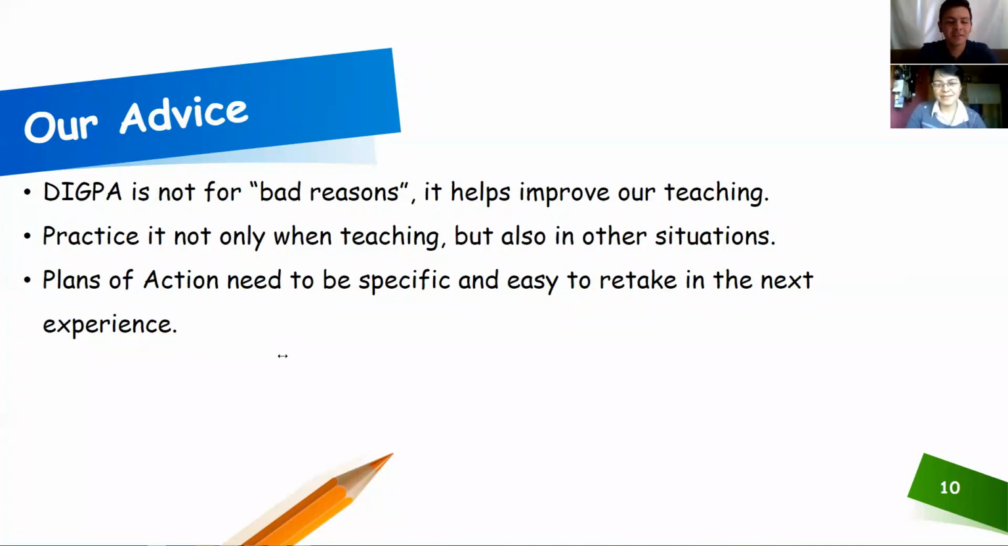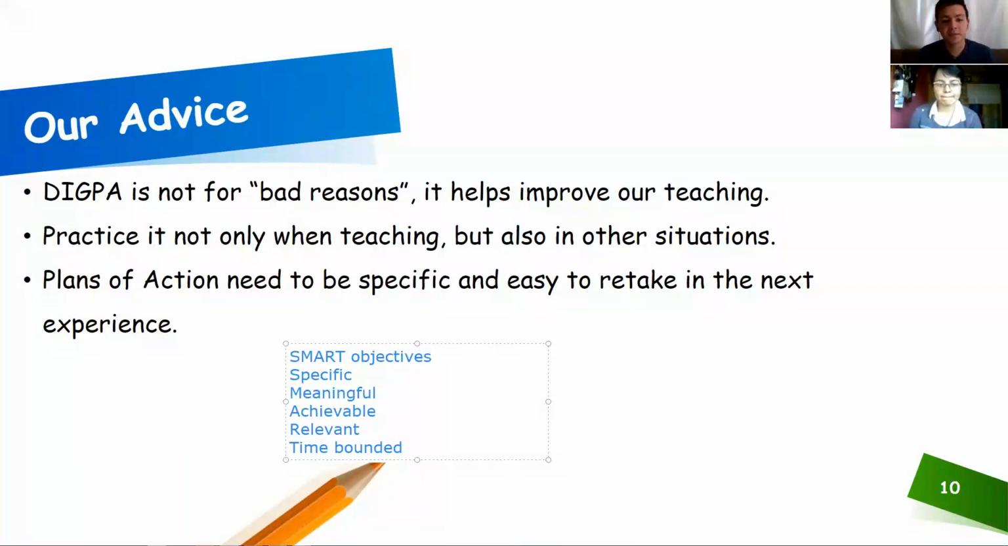All right. You said something about SMART. What is SMART? SMART objective, or SMART, is an acronym that we use in order to make our objectives specific, meaningful, achievable, relevant, and time bound. You can get a lot of information on the internet about that. So objectives should be specific, meaningful, achievable, relevant, and time bound.